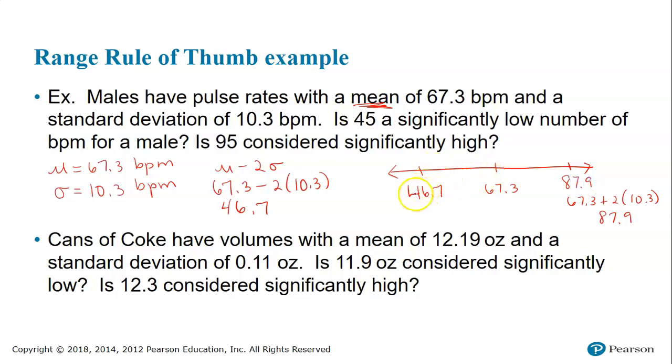So anything between 46.7 and 87.9 is considered not significant. Anything above 87.9 or below 46.7 is significant. So in this, our question, is 45 a significantly low number for a male? Since 45 is down here, it would be considered significantly low.